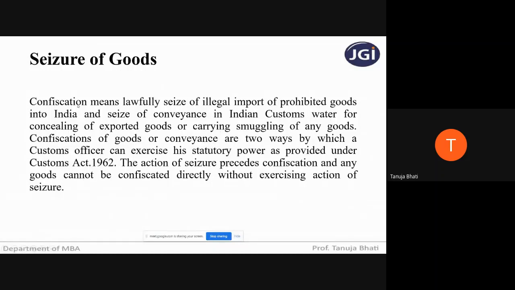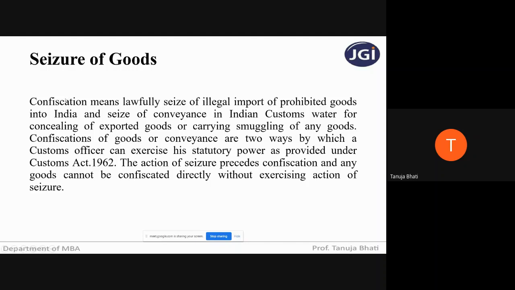Confiscation, now this word you need to understand. Confiscation means taking away as a punishment. Suppose I'm an importer and I'm illegally bringing some goods into India, so this becomes a seizure of illegal import. Who will punish me? The customs authorities, by confiscating. Confiscation means the customs authorities taking away the possession of assets as a punishment to the importer because he has illegally imported prohibited goods.